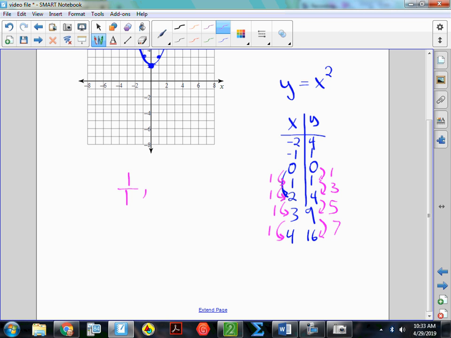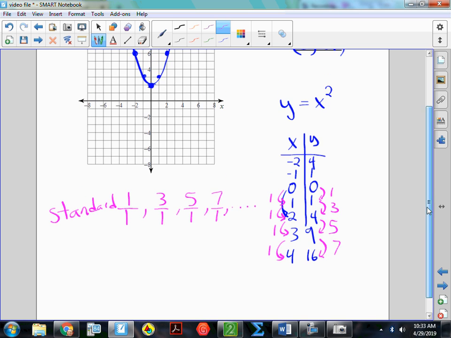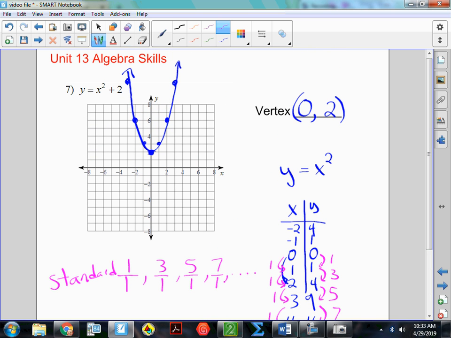I can treat all these as slopes. So from point to point, the first is a slope of 1 over 1, then a slope of 3 over 1, then 5 over 1, then 7 over 1, and that keeps going. This is the standard way a quadratic graph is going to look. So I can start by plotting my vertex, and then count on the graph: over 1 up 1, over 1 up 3, over 1 up 5. It's a fast way to get my points.